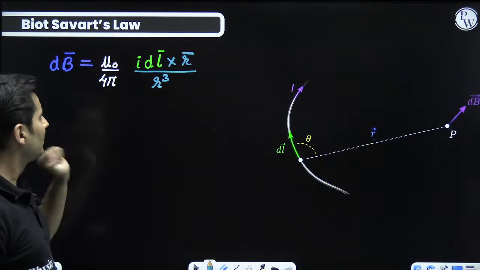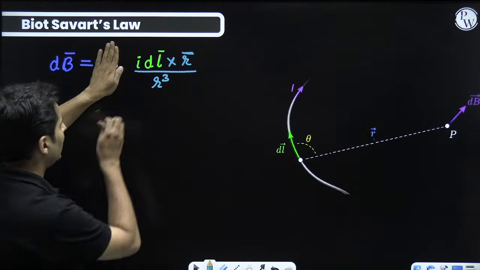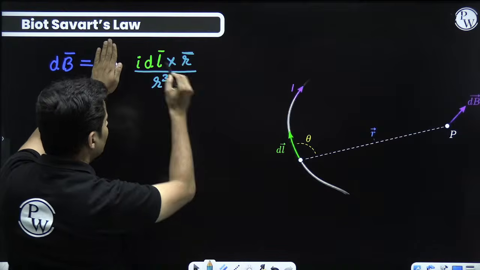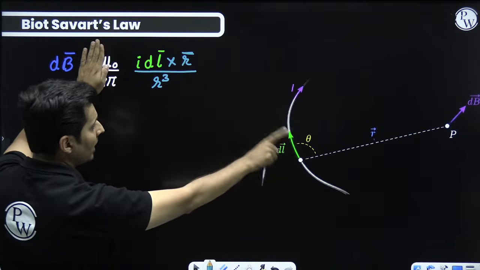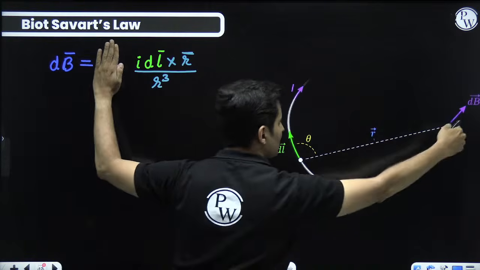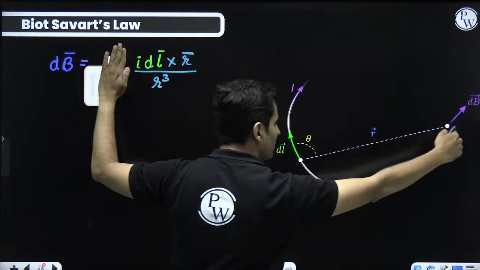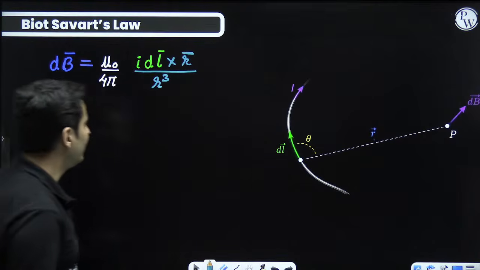First, what are these terms? See, mu naught by 4 pi is a constant, let's ignore that. I is current, dl is that element, cross producting with r, okay, I have to take a vector product, and there is r cube, the distance or the magnitude of the position from the element to that point. I have to take the mod value of it.